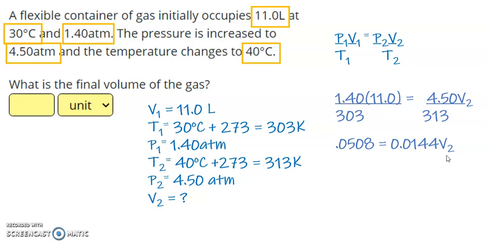I want to get V2 by itself. Right now I'm multiplying V2 by 0.0144. So I divide both sides by 0.0144. That gets V2 by itself. And V2 equals 0.0508 divided by 0.0144. When you punch that in your calculator, you see that V2 is equal to 3.53 liters. Liters is my volume unit. And then you can put that in the answer box.